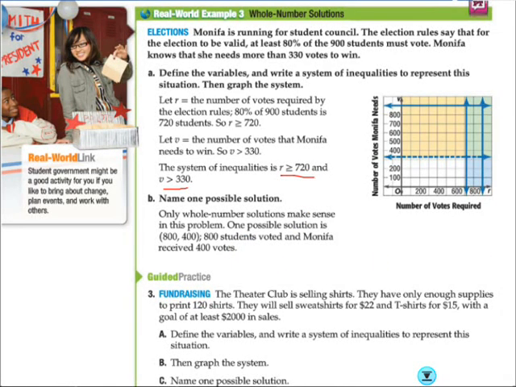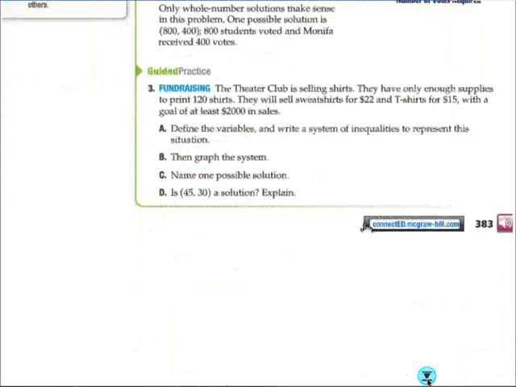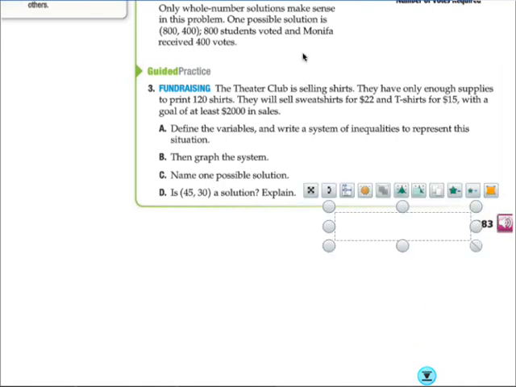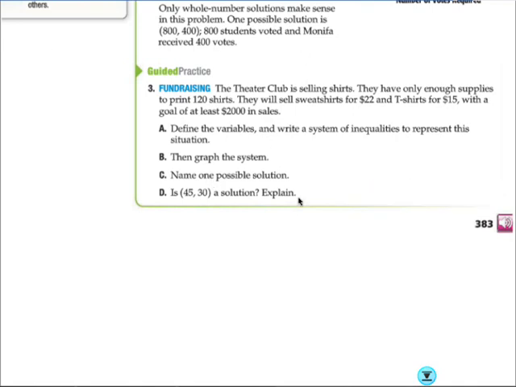All right. Let's take a look down here at this fundraising one. This is the one you're going to try. The theater club is selling shirts. They have only enough supplies to print 120 shirts. They're going to sell sweatshirts for $22 and t-shirts for $15, with a goal of at least $2,000 in sales. Define the variables, write a system, all that stuff. That's 9A, B, C, and D.